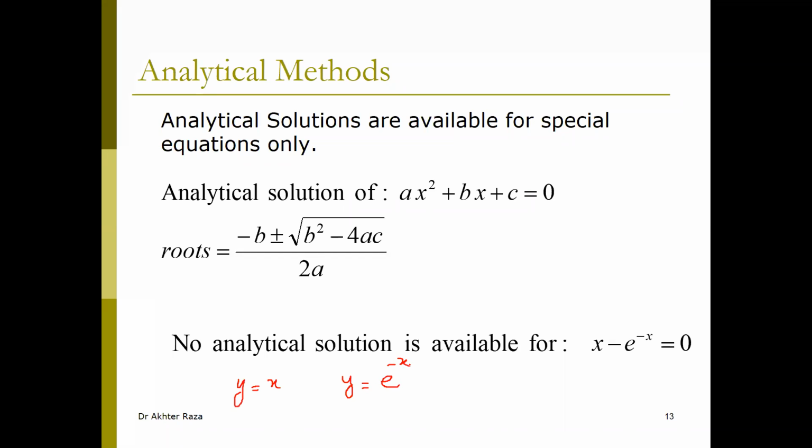If I plot the function y is equal to x, the graph will be like this. y is equal to x is a line at 45 degrees. Whenever I draw the exponential function e raised to the power minus x, it will be a function like this.